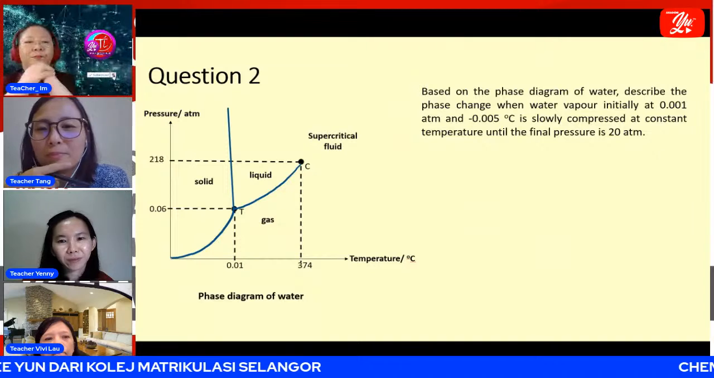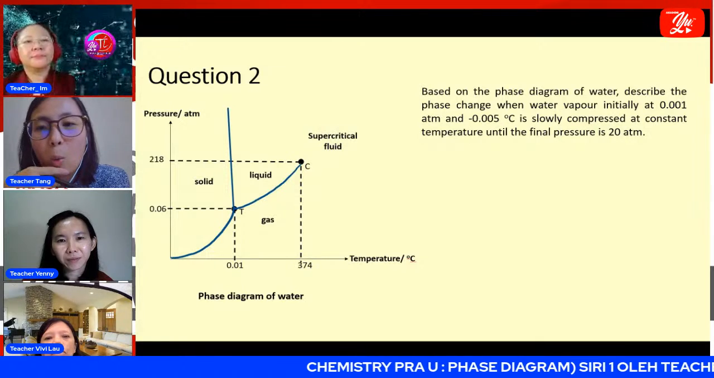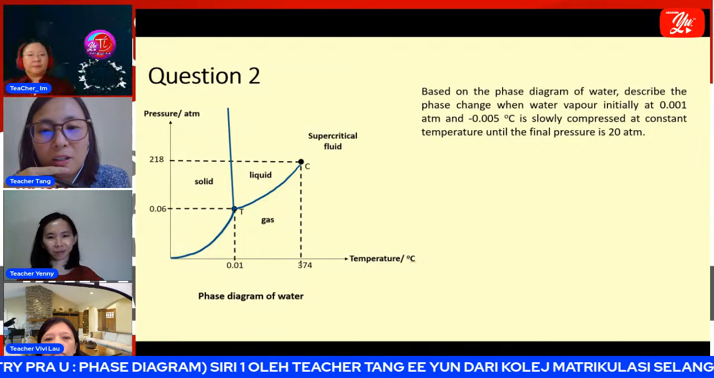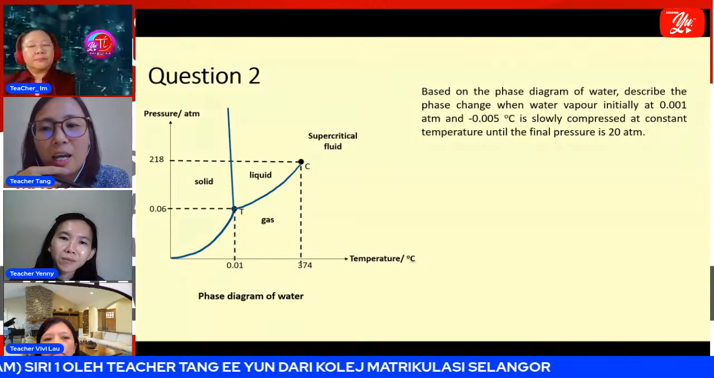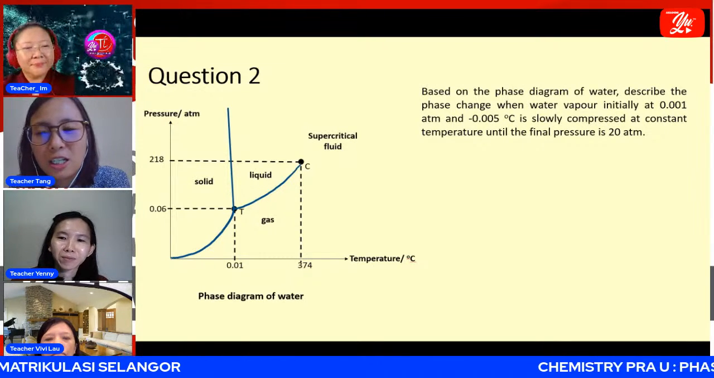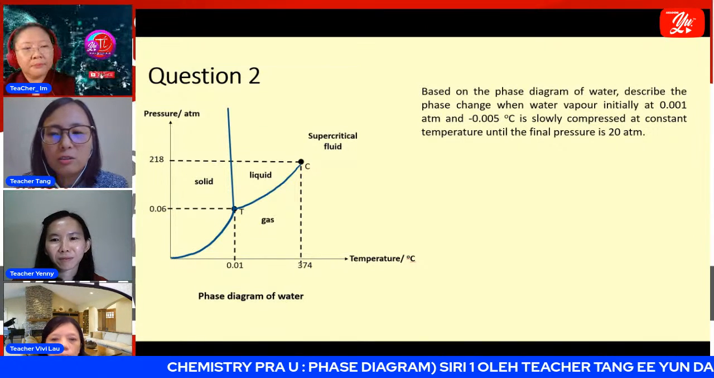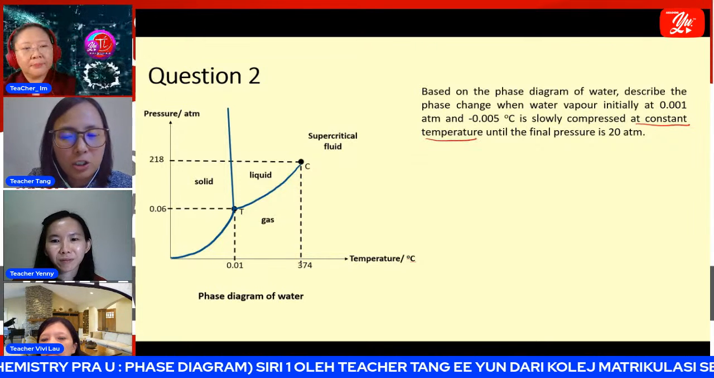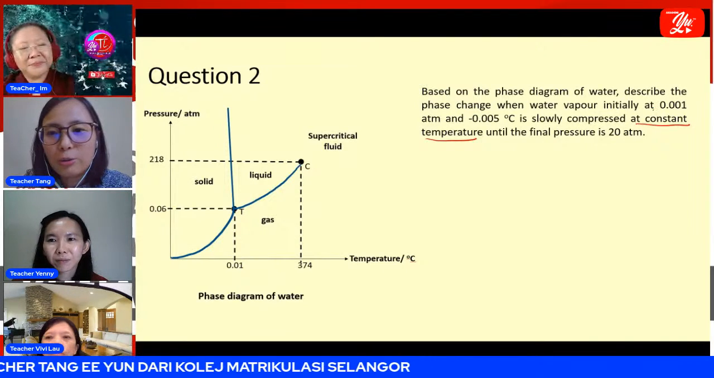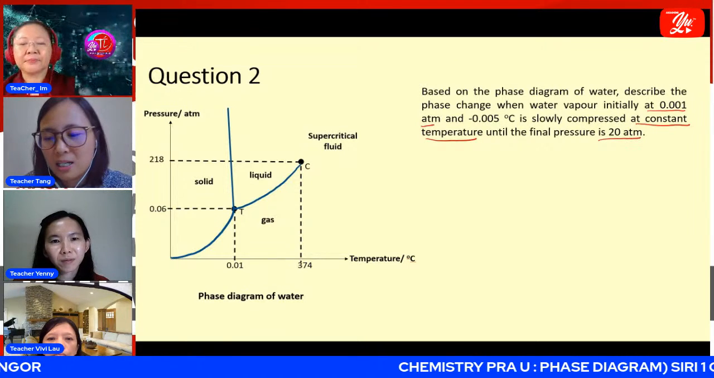Question number 2. Question number 2 asks, describe the phase change when water vapor initially at 0.001 atm and negative 0.005 degrees Celsius is slowly compressed at constant temperature until the final pressure is 20 atm. Okay, so for this question, can you see that the temperature is constant, but the pressure increased from 0.001 atm to 20 atm.